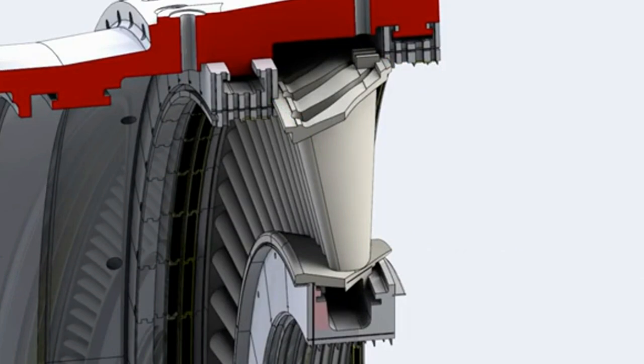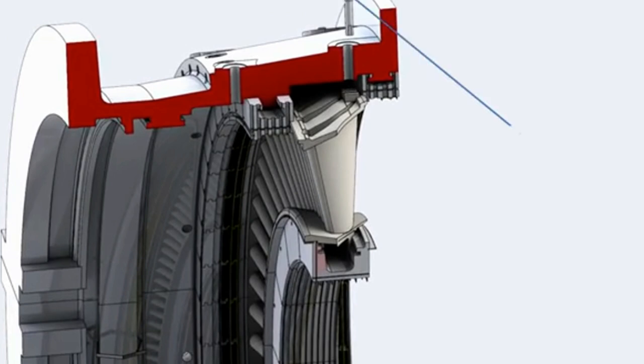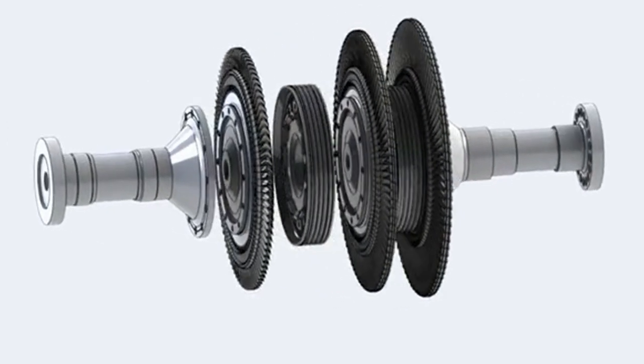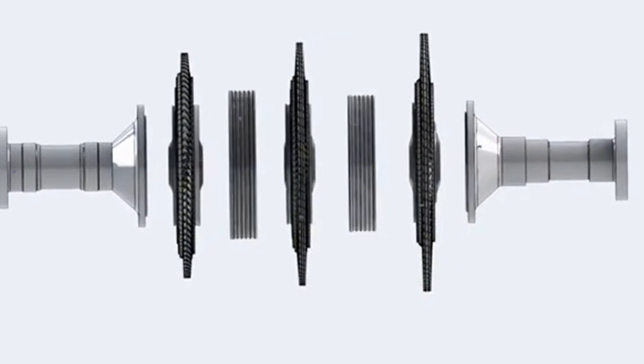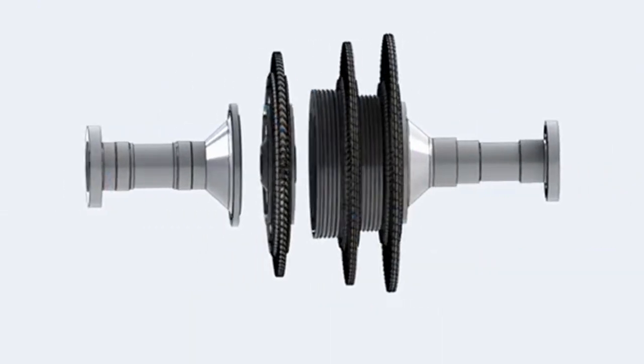The nozzle segments are held on the circumferential position by radial pins from the turbine shell into axial slots on the nozzle outer sidewalls. The turbine rotor consists of the forward wheel shaft, first, second, and third stage turbine wheels, 2 turbine wheel spacers, and the aft wheel shaft. All parts are assembled together by 12 studs.